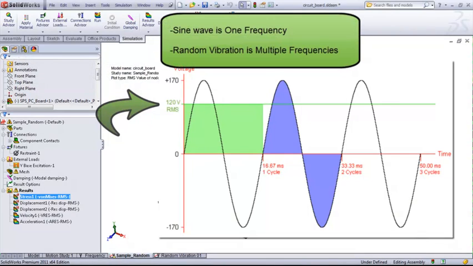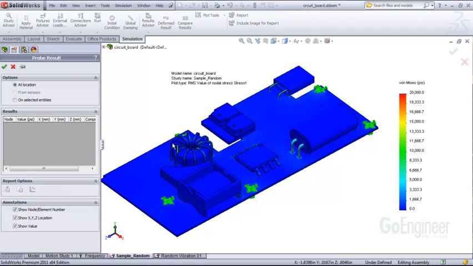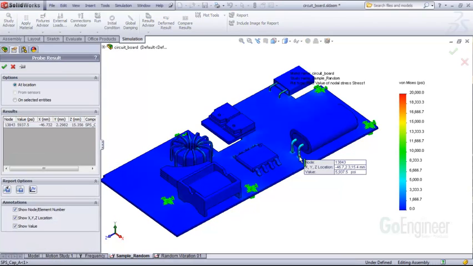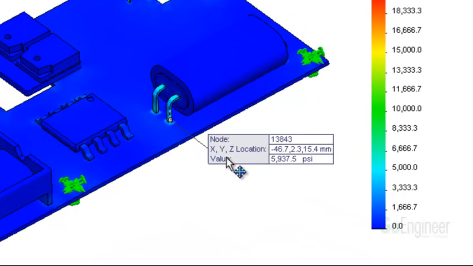Note that this sine wave is obviously one frequency. This is quite different from a random vibration signal, which has multiple frequencies, but the concept to illustrate the RMS value is the same. This plot of stress shows what is called the RMS value. You can examine the structure for the maximum RMS value or look specifically at areas of interest to identify the RMS stress at that location. For example, at this component lead, the probe tool shows about 6,000 psi.